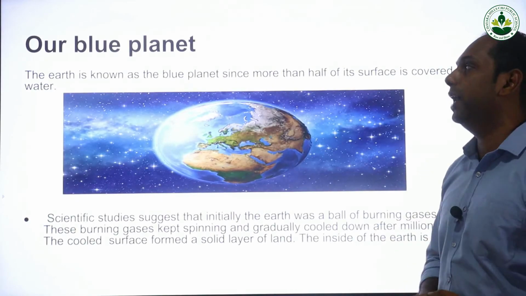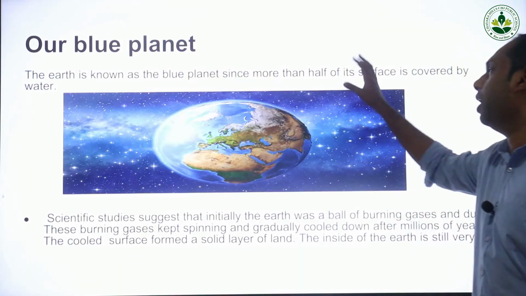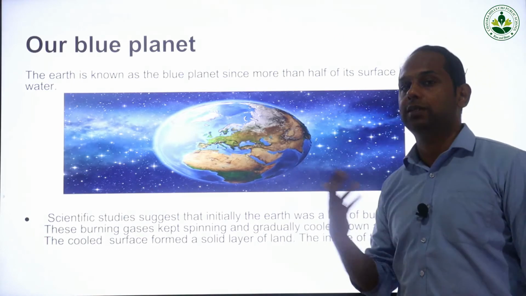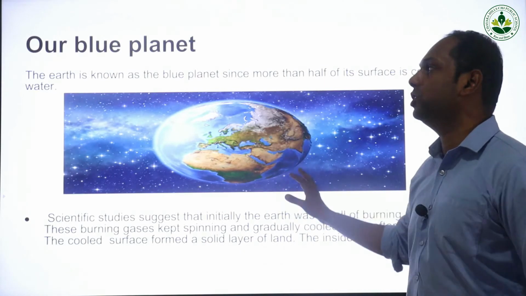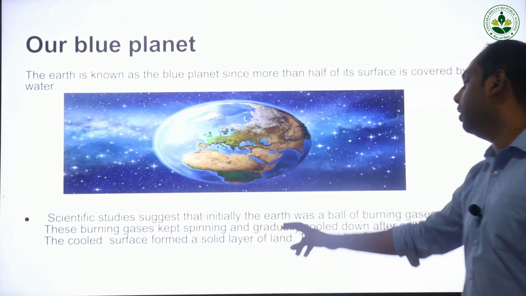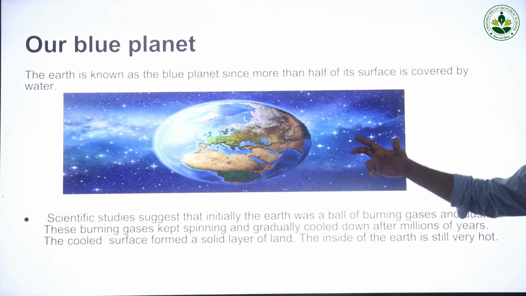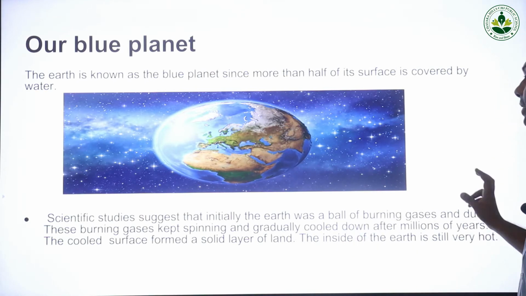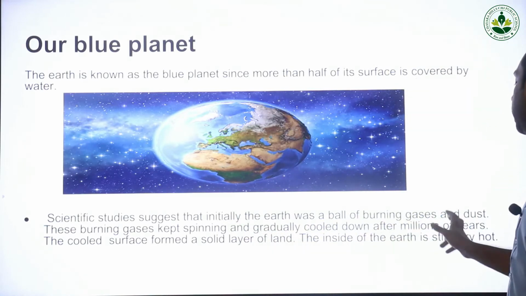Okay, now we're going to study about Earth, our blue planet. The Earth is known as the blue planet since more than half of its surface is covered by water. As you know, around 73% of Earth is covered by water, and that's why the Earth is known as a blue planet. Scientific studies suggest that initially the Earth was a ball of burning gases and dust, like the sun. These burning gases kept spinning and gradually cooled down after millions of years.